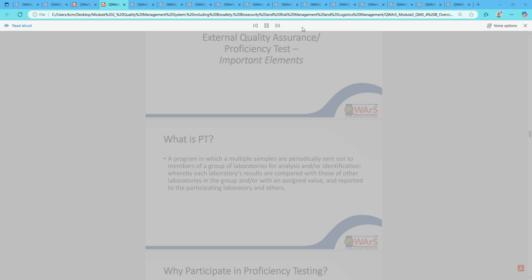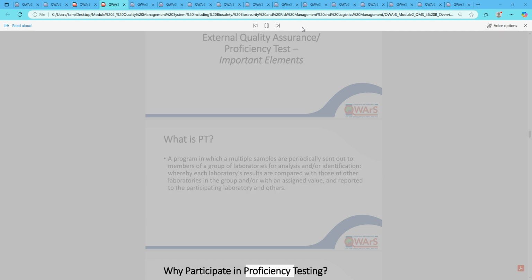External quality assurance / proficiency testing: important elements. What is PT? A program in which multiple samples are periodically sent out to members of a group of laboratories for analysis and/or identification, whereby each laboratory's results are compared with those of other laboratories in the group and/or with an assigned value, and reported to the participating laboratory and others.